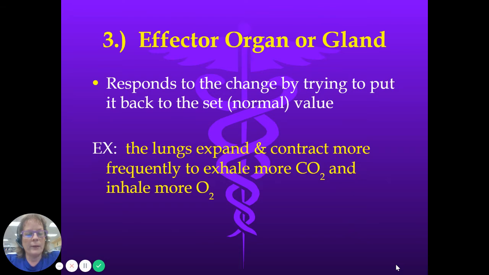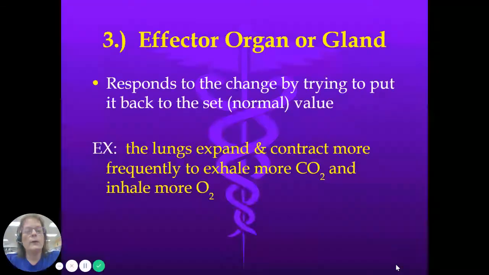And then the fixing is done by the effector organ or the gland, which is going to respond to that change and try to put it back to normal. Try to get back to that set value or set point. So in our case here, CO2 levels were too high. The brain told the lungs, hey, you need to start breathing a little faster, increase that respiration rate so that we can exhale more CO2 and inhale more oxygen.